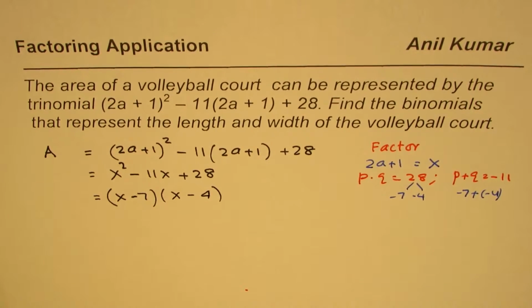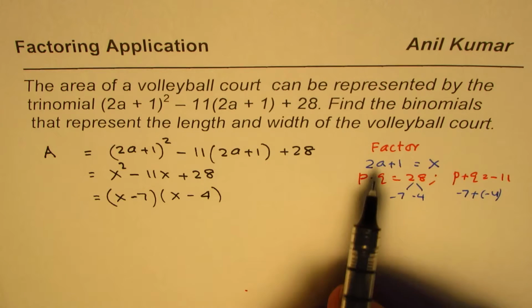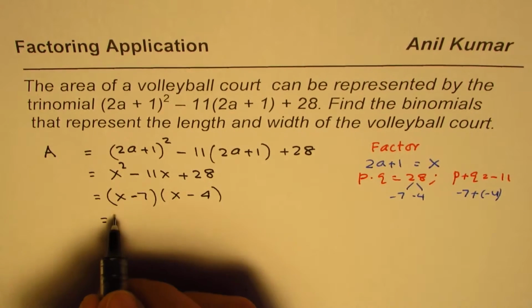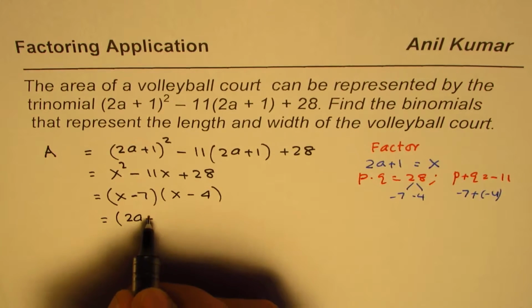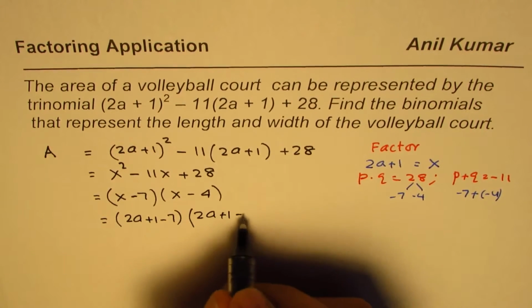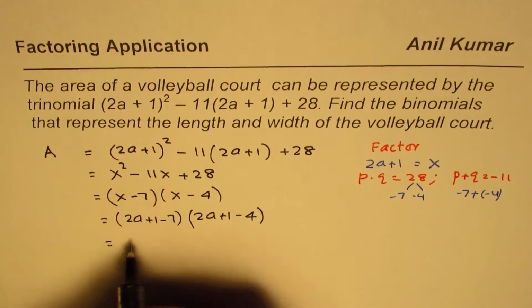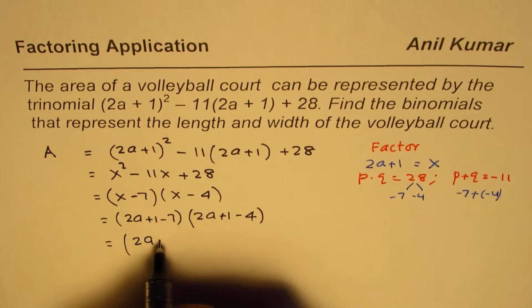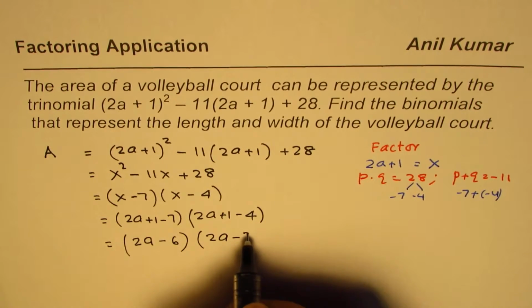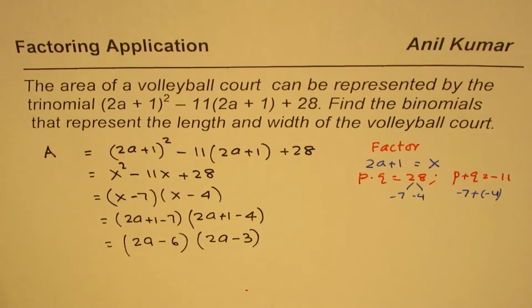So that becomes length and width. Now let's substitute back x as 2a + 1. So we have 2a + 1 − 7, and here we have 2a + 1 − 4. Rewrite this. Combining these terms, we have (2a − 6)(2a − 3), correct? So that becomes the sides.